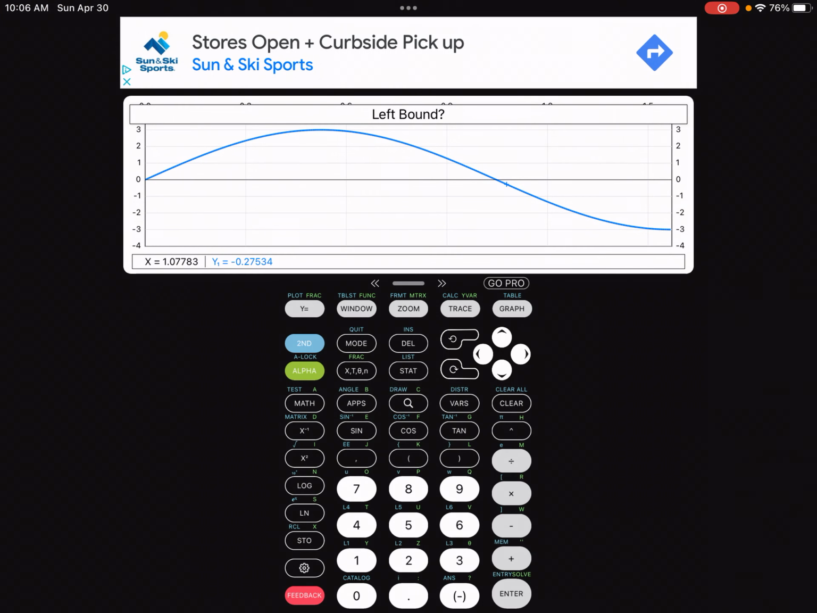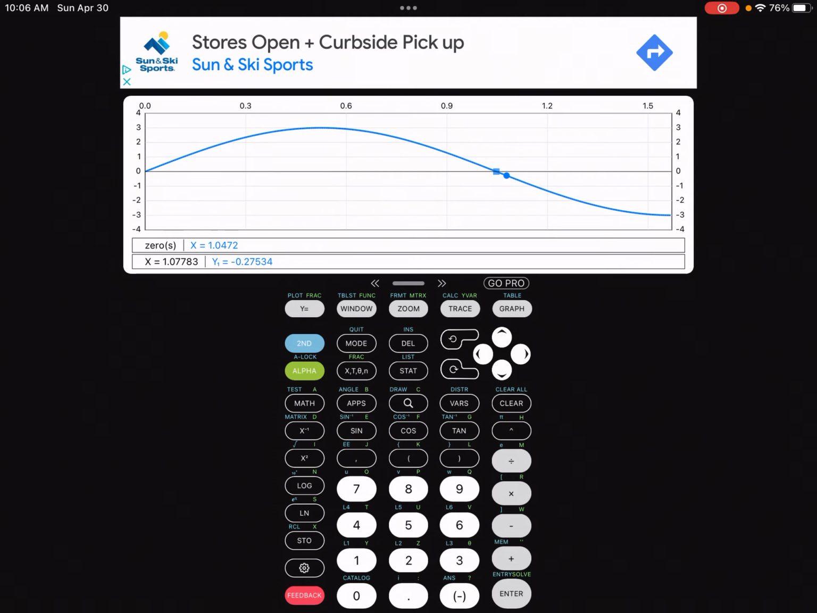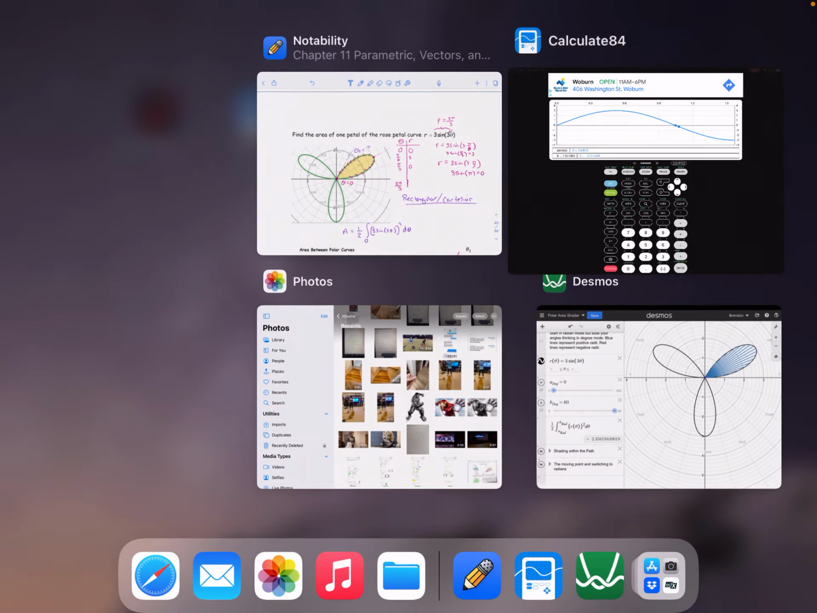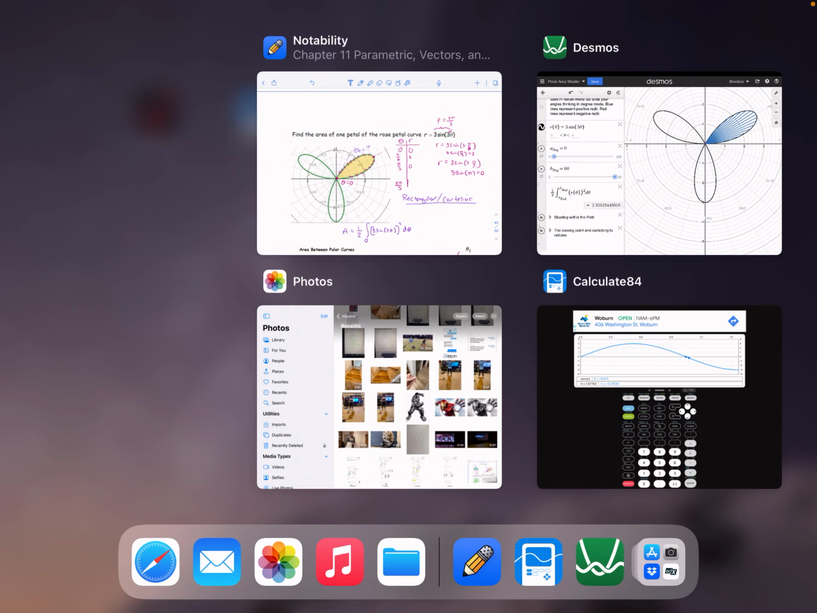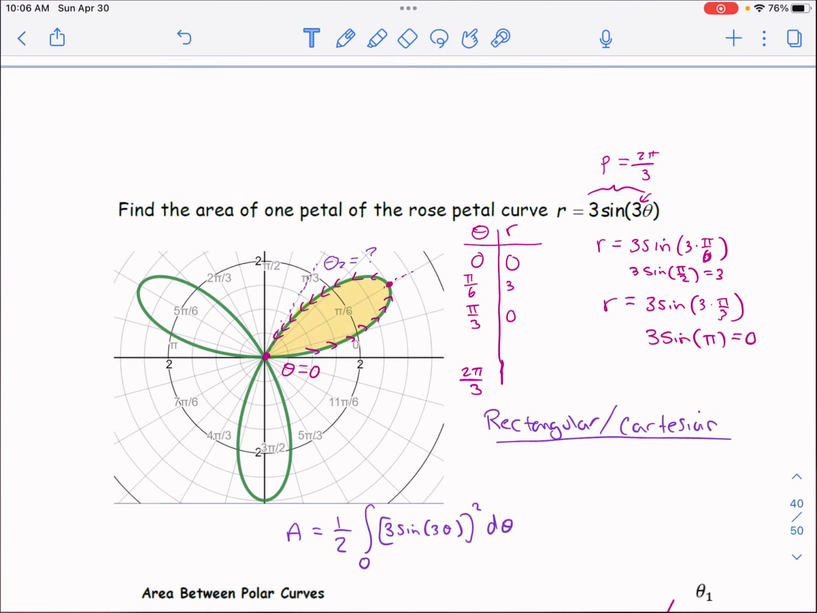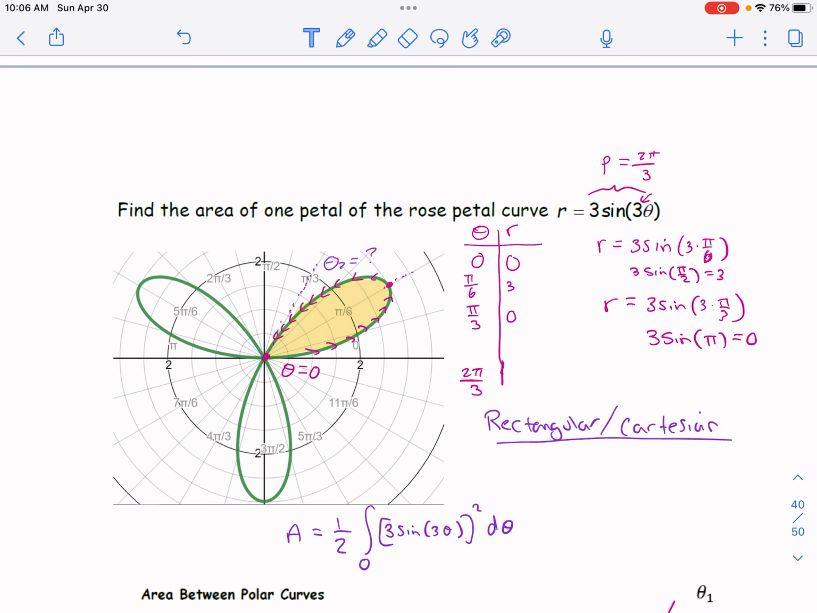Sorry. I keep telling you I have to pay for the paid version of this to get rid of that. So enter. It looks like x is 1.0472. I'm just going to go record that. 1.0472.